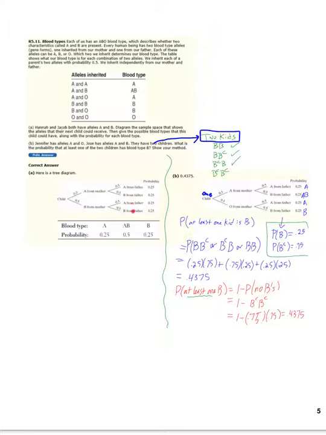Because these were all probability 0.5, we have a 0.25 probability for each outcome. So the child ends up with blood type A, AB, or B, which are these. Okay, I think I was ahead of myself.